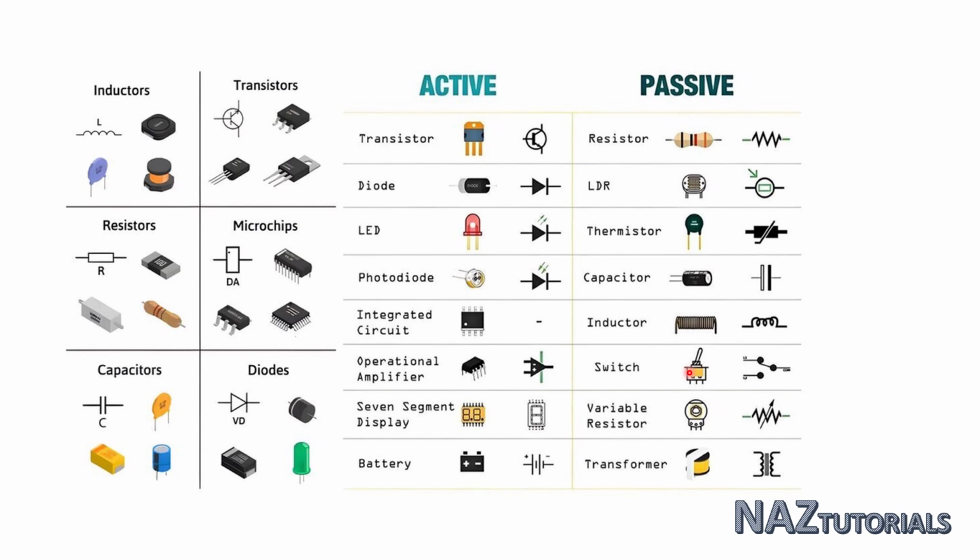Switches, it can be used in a circuit for switching the supply. Other one is variable resistor, it can vary the circuit resistance. And other one is transformer.